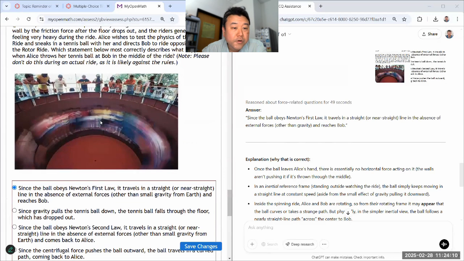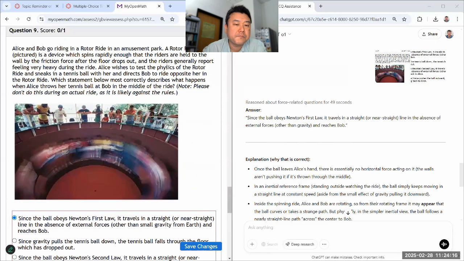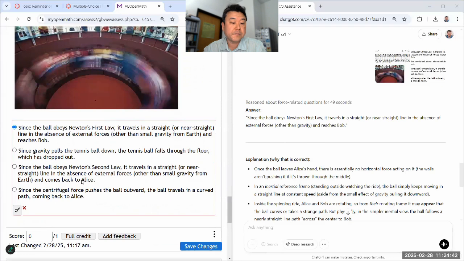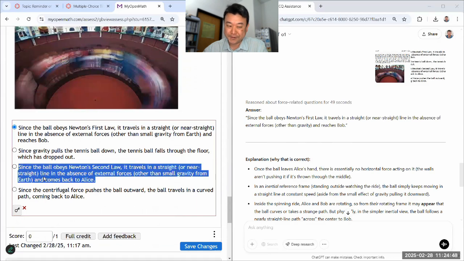I mean, if she's throwing it to Bob, I see. So Bob and Alice are opposite. Like if Alice is here, Bob would be there. So if Alice throws her tennis ball at Bob, I think by that it's really meant that she's throwing the ball towards the center, like aiming it at the center of the merry-go-round, then it'll come back to Alice. So this should be the correct choice.